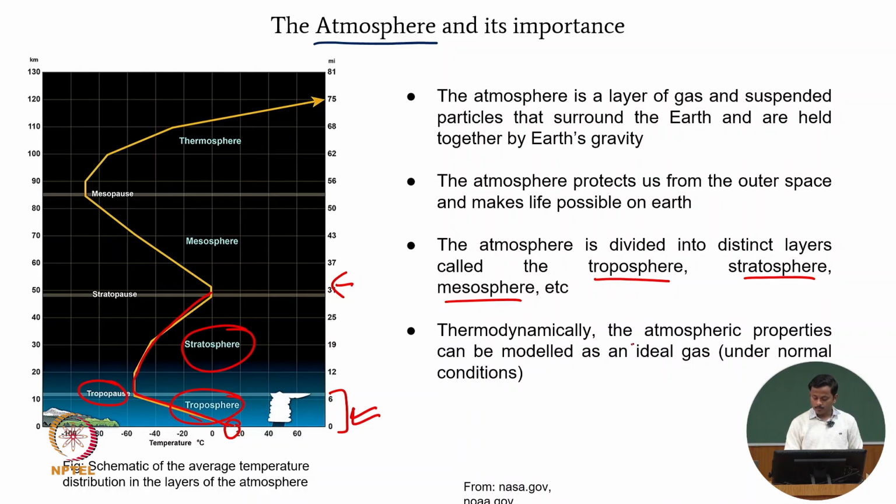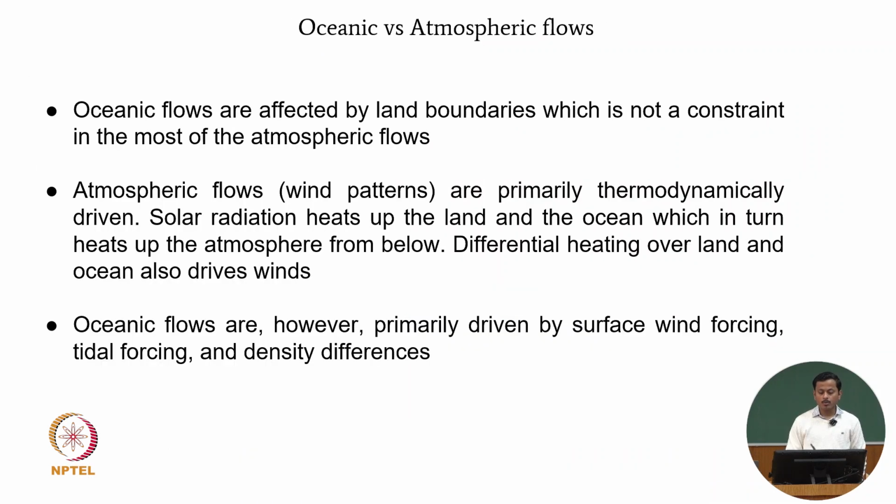Thermodynamically, the atmospheric properties can be modeled as an ideal gas under normal conditions of temperature and pressure. So this term thermodynamically is important because we'll again come back to it when we delve deeper into the dynamics of the atmosphere. So now there is an important question: what are the differences between atmospheric and oceanic flows?